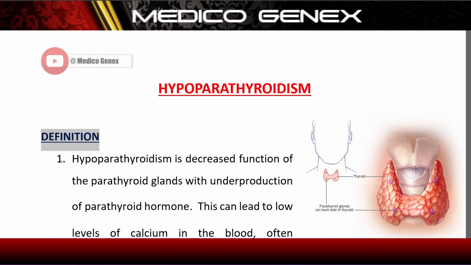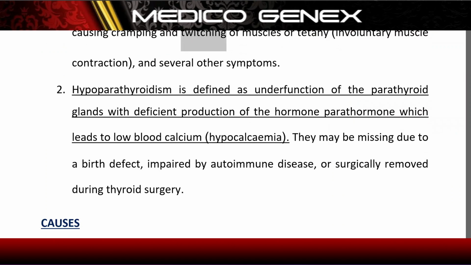Hypoparathyroidism. Definition. Hypoparathyroidism is decreased function of the parathyroid glands with underproduction of parathyroid hormone. This can lead to low levels of calcium in the blood, often causing cramping and twitching of muscles or tetany, involuntary muscle contraction, and several other symptoms.